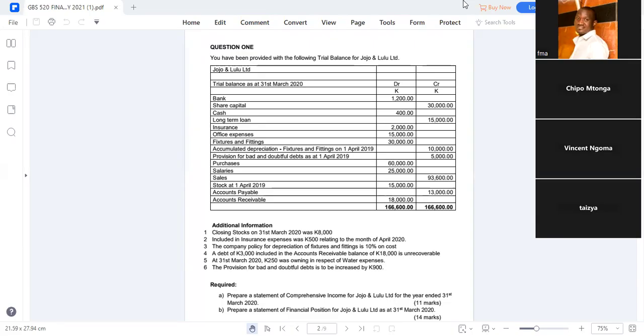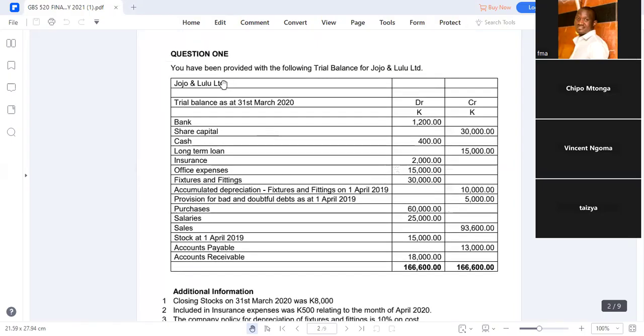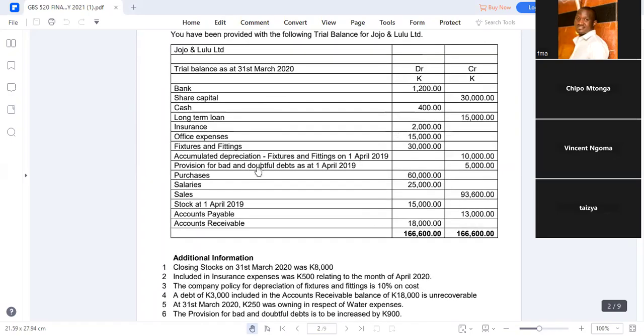Our session today will be on adjustments. So we're going to look at the 2022 paper, where we're going to look at how to post financial statements from the trial balance to the income statement to the balance sheet.